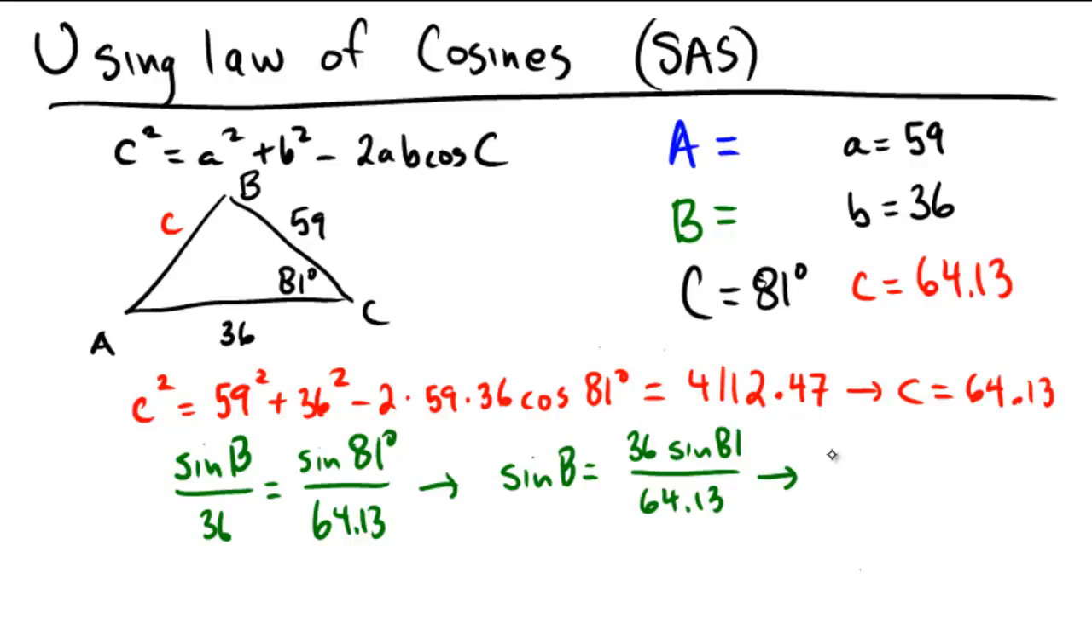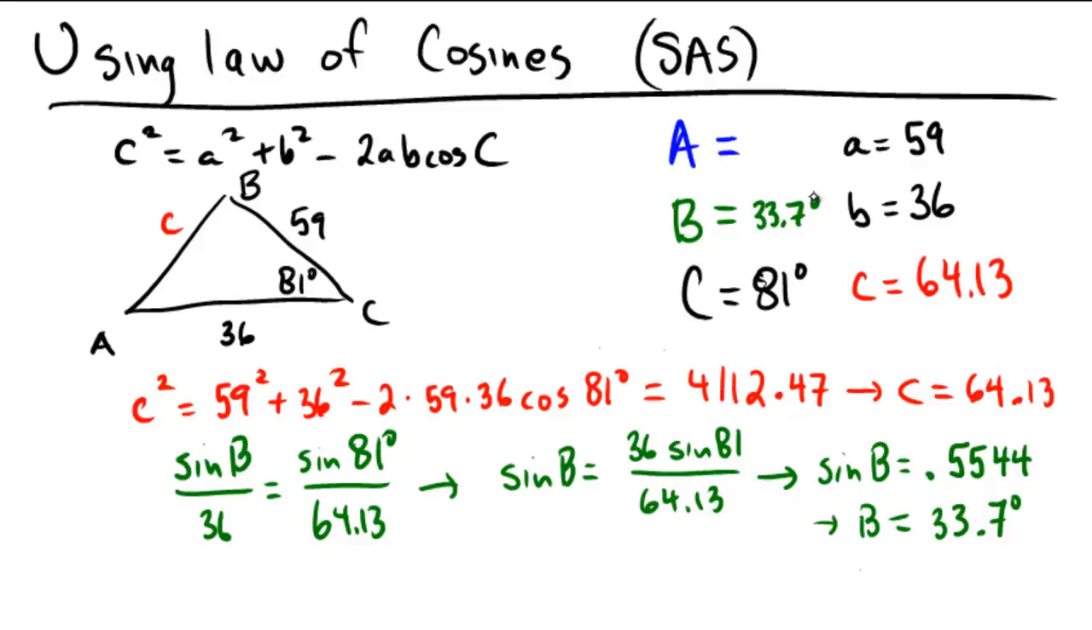So I'm going to type that in my calculator. 36 sine 81 divided by 64.13. We should get a number between 0 and 1 here, and we do: sine of B is equal to 0.5544. In order to find angle B, I'm going to use the inverse sine function, or arc sine, of that answer, and we're getting 33.7 degrees. For my angles, I'll round to the tenths place. So B is 33.7 degrees.